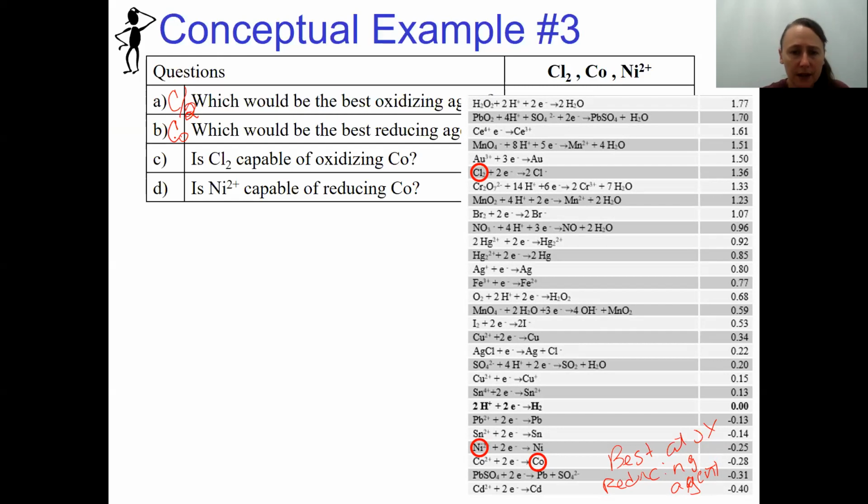Is chlorine capable of oxidizing cobalt? Well, let's first look at chlorine and cobalt. I get a spontaneous reaction there because I have something above and to the left combined with something below and to the right to get that diagonal. It's a spontaneous reaction. But is it oxidizing the cobalt? My cobalt is going to react and produce cobalt 2+. That is oxidation. So the chlorine is oxidizing the cobalt. So that answer is yes.